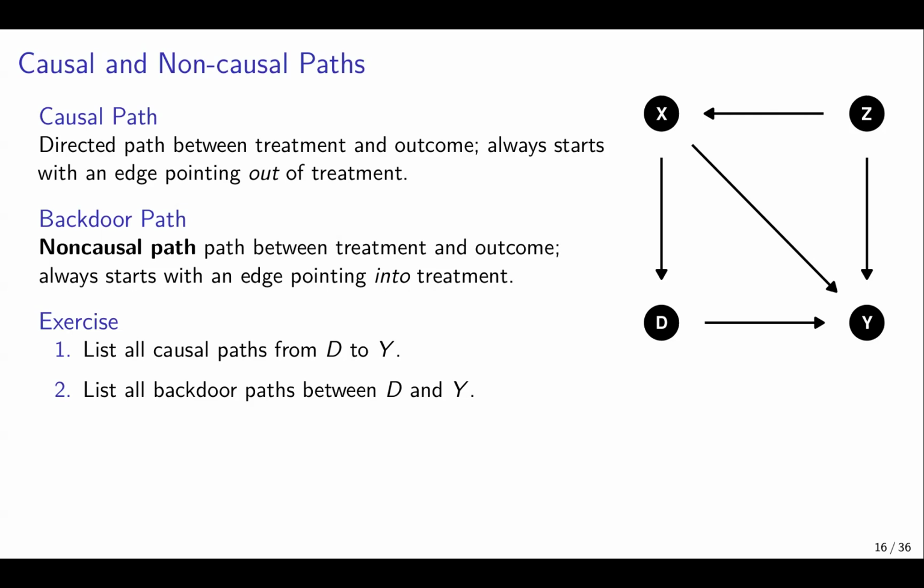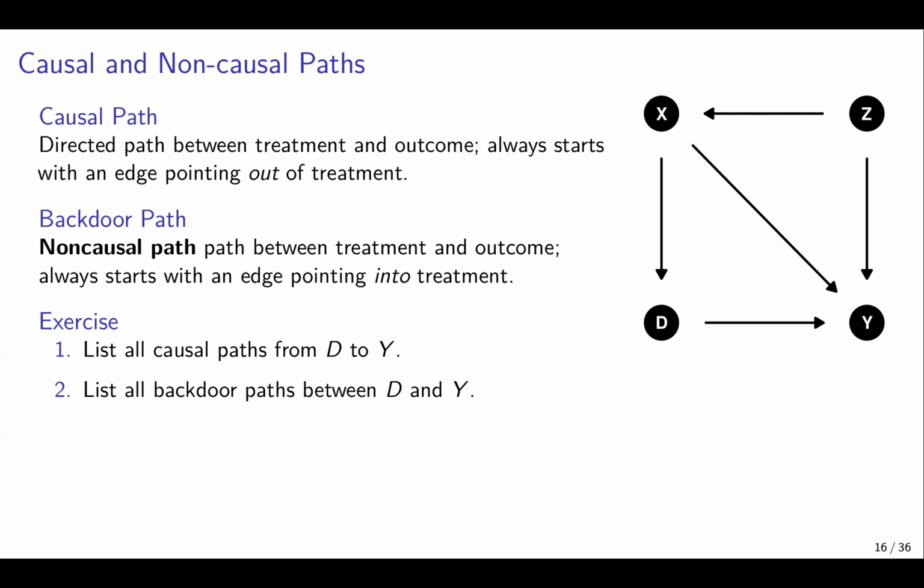Okay. A backdoor path is a non-causal path. So that means that it's not a directed path between treatment and outcome. So it's a non-causal path between the treatment and outcome. So it's a path, but not directed. A backdoor path always starts with an edge pointing into treatment.